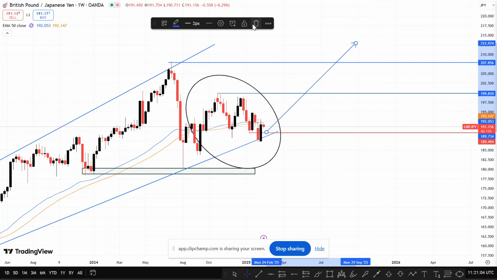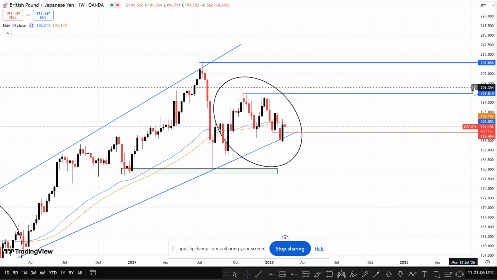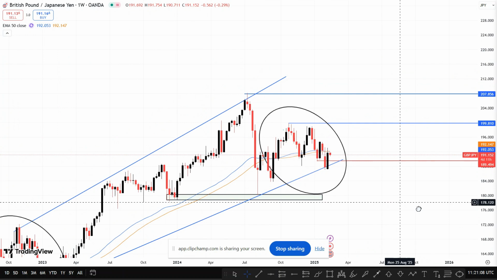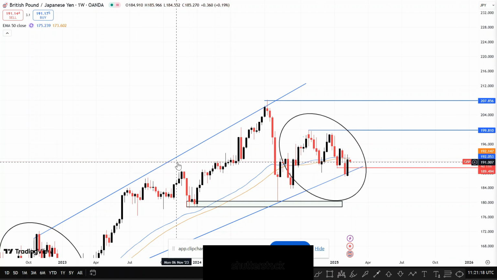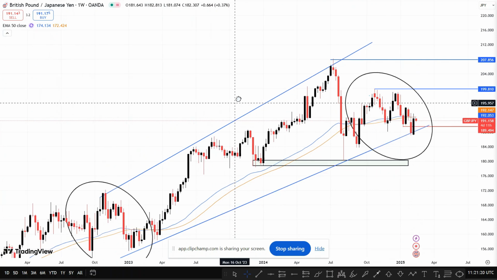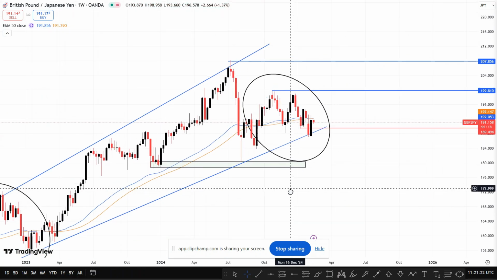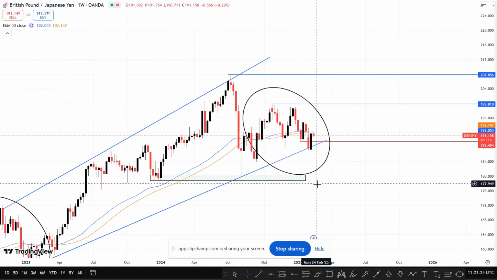Okay, so the problem here is for you to know where to enter perfectly, for you to know where to enter before it continues. Market cannot keep going up all the time. There would actually be a reversal point. That means that the buyers cannot be in control forever.